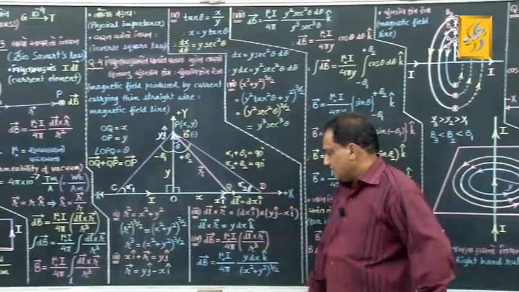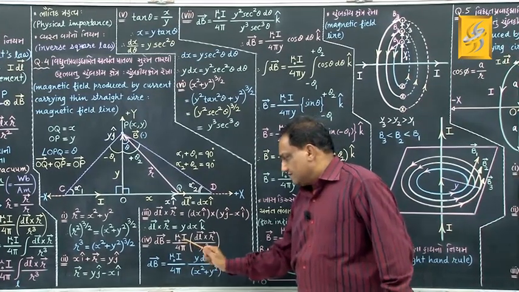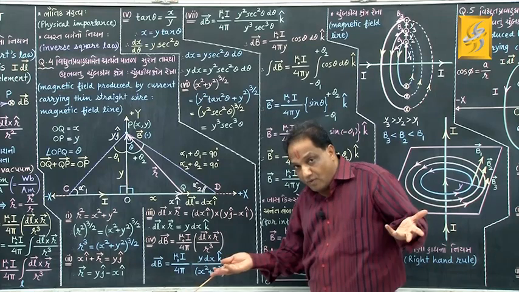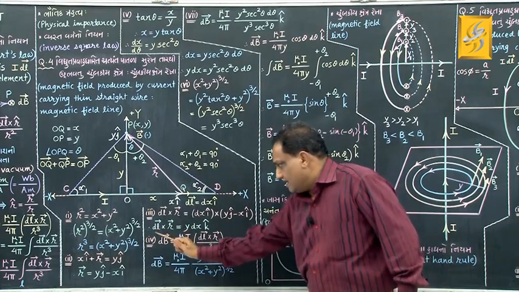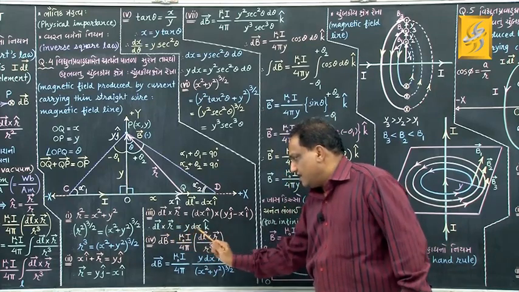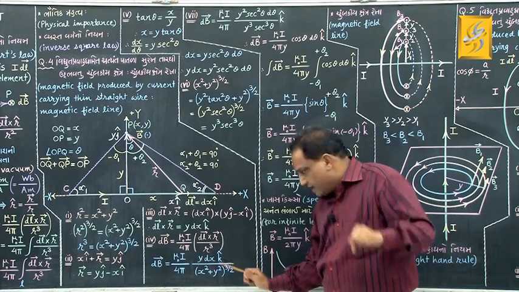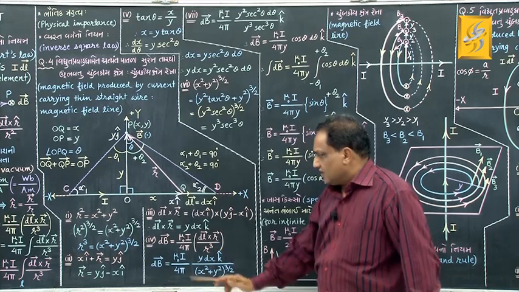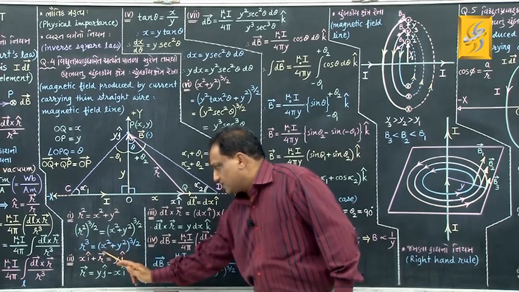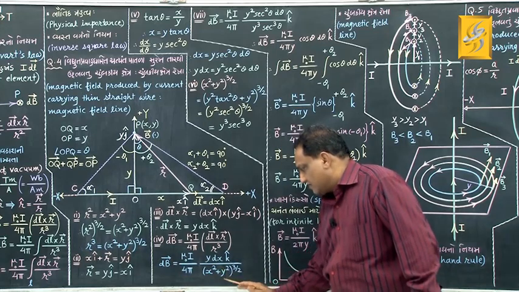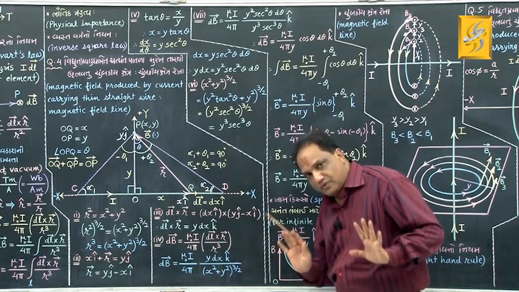Fine. Now this part as it is. What is the formula for vector dl cross vector r? We have obtained it: it is y dx k hat, divided by r cube. And what is r cube? It is x square plus y square whole raised to 3 by 2, correct.